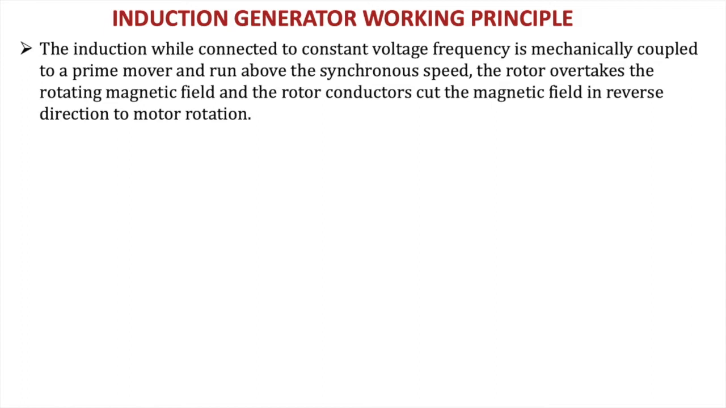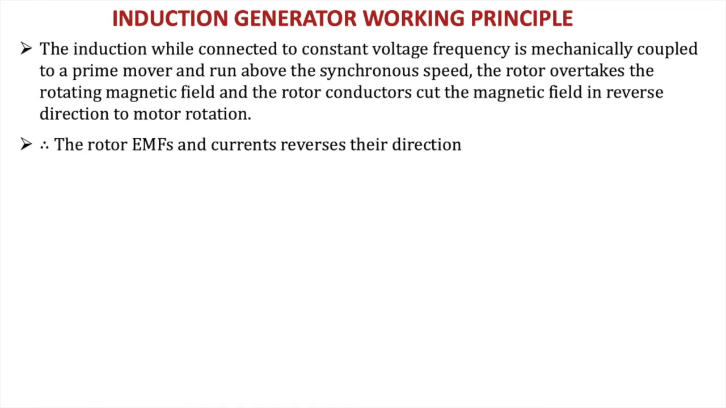Therefore, the slip between the rotor and the rotating magnetic field will be just in the reverse manner, because now NR will be greater than NS, so it will be the negative slip. Therefore, the rotor EMF and current reverse their direction because the slip is negative. We won't say negative because it is having some usefulness. Therefore, it will be just reversing its direction.